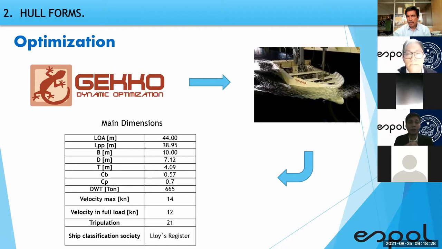About the hull forms, to obtain the main dimensions of our ship, we use an optimization scheme, aiming to minimize the resistance to the advance. For this we made use of the optimization engine from a Python package, obtaining the following dimensions that we can see in the slide.